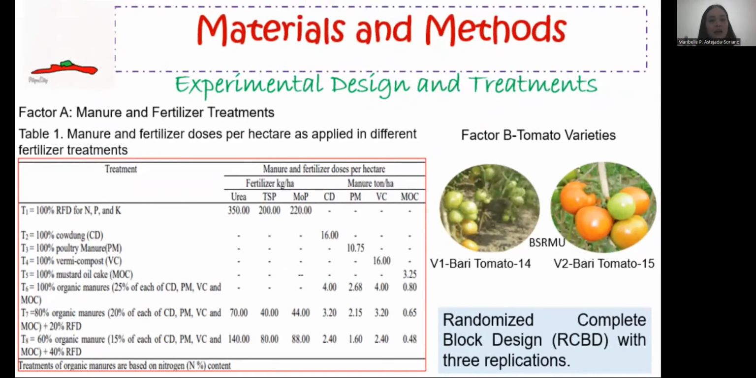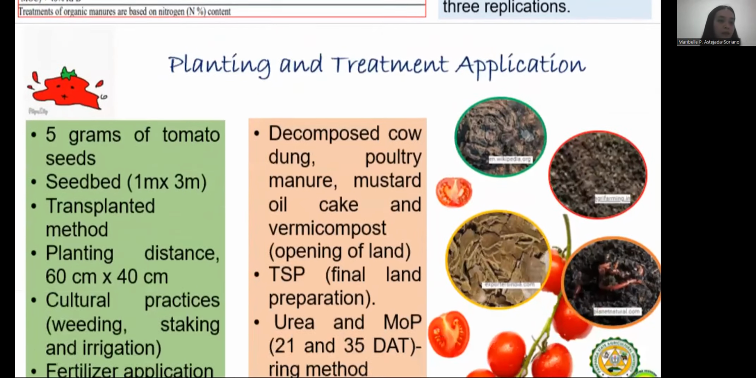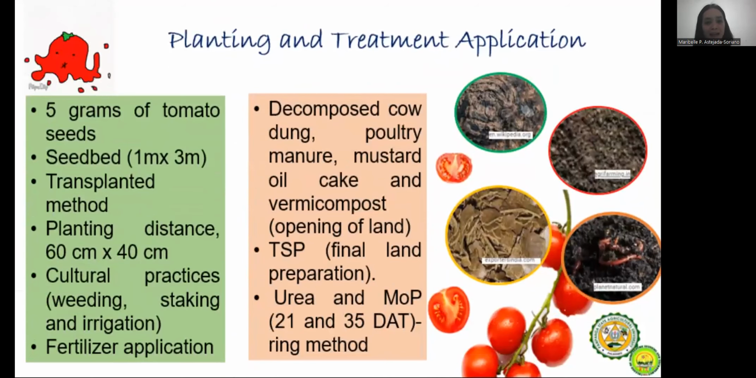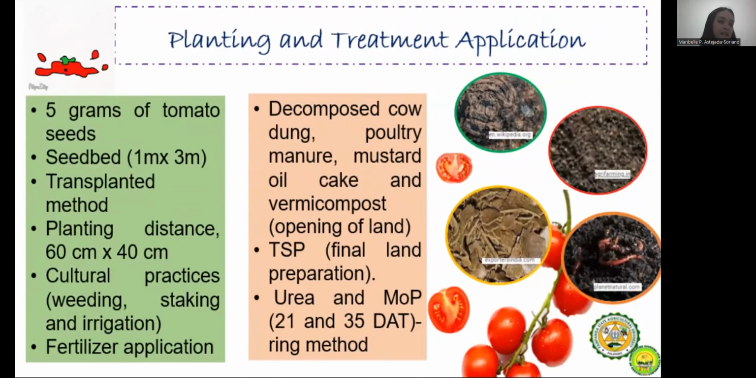So they use the experimental design of randomized complete block design with 3 replications. So they have 8x2 factors. We have the manure or fertilizer and yung 2 varieties ng tomato. So they use the 5 grams of tomato seeds planted in a seed bed. So they use the transplanting method with a planting distance of 60x40 po.